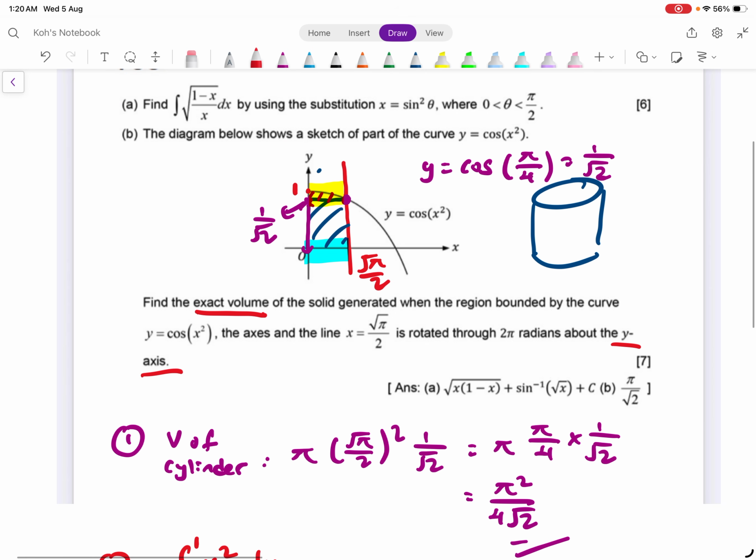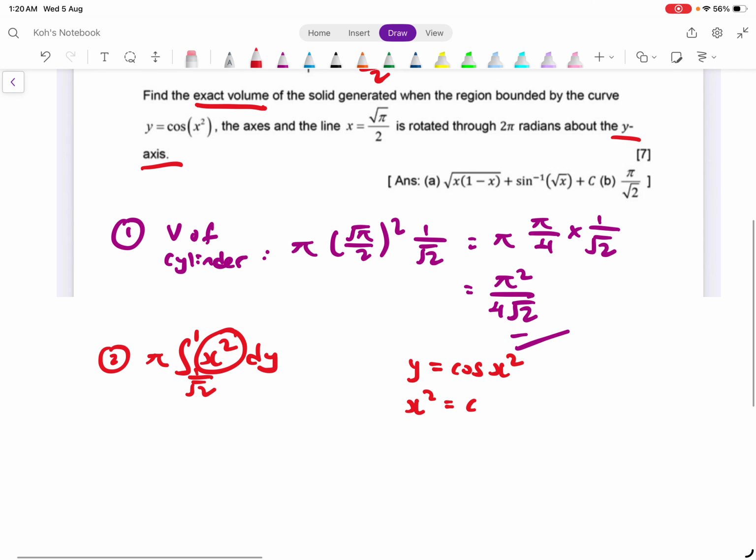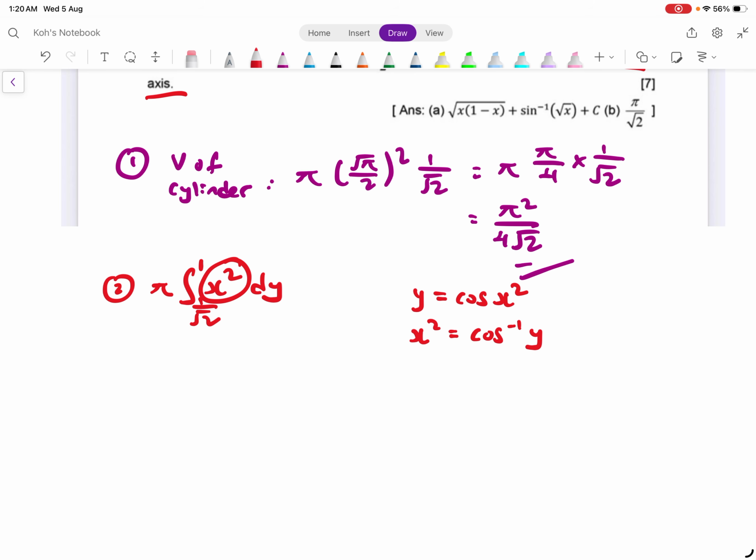Okay, with this, let's go back to the equation. We are given y equals cosine x squared. Because I'm interested in x squared, I'm going to inverse it to get x squared as the subject. So x squared is equivalent to cosine inverse y. Then just sub inside: integral of cosine inverse y dy, with limits 1 over root 2 and 1.